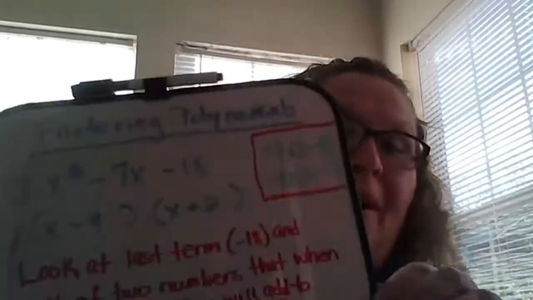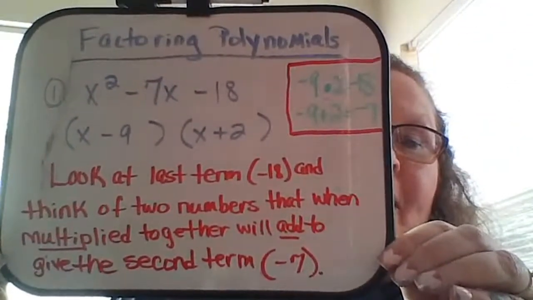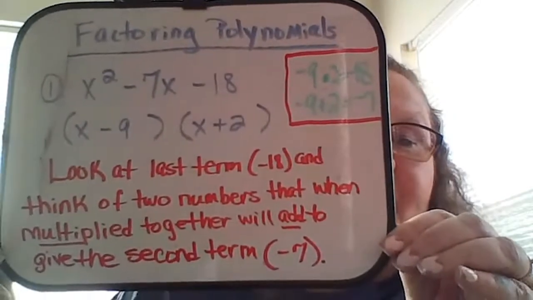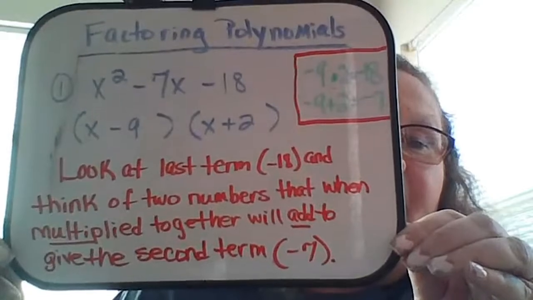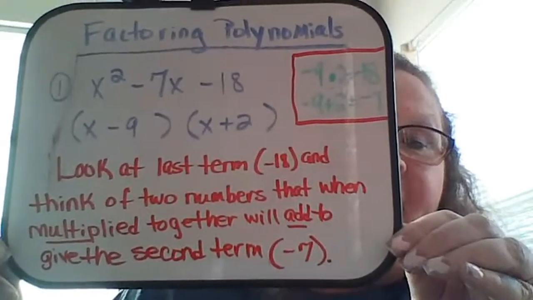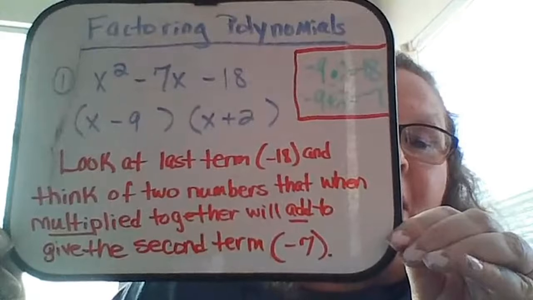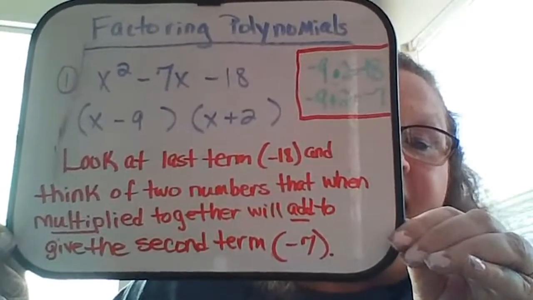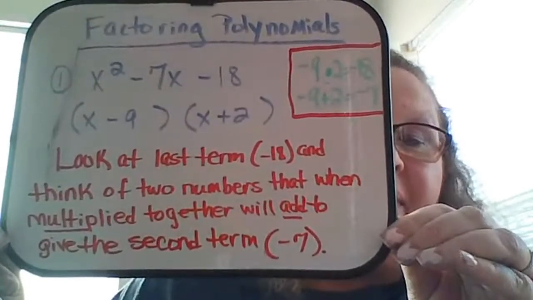The first example of factoring polynomials that I have for you is x squared minus 7x minus 18. What you have to do is, if you look at what I have written in red underneath the problem, it says look at the last term, which is negative 18, and think of two numbers that when you multiply them together will give you negative 18 and will add to give the second term of negative 7.